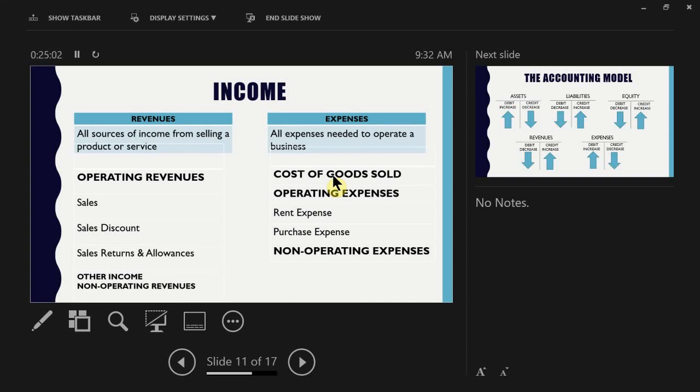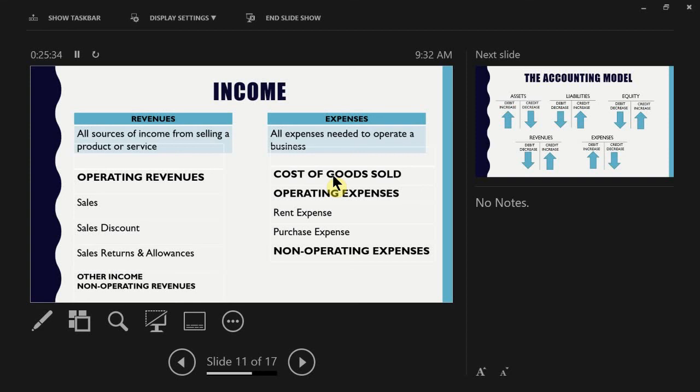And then when we move on to expenses, right? Expenses is going to have two categories, but I call it as three. Number one is going to be your cost of goods sold. Cost of goods sold is going to be a separate expense. So that deals with when you are directly selling a product, okay? It's going to associate for the cost that it takes to sell that product.